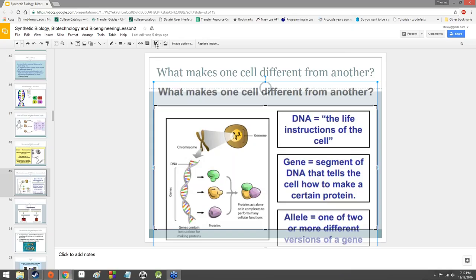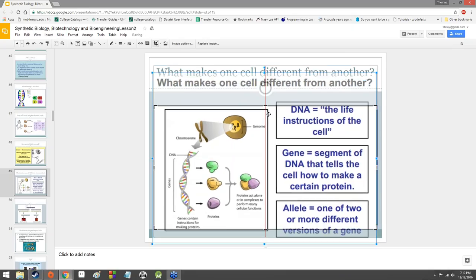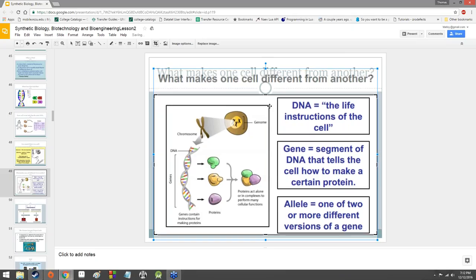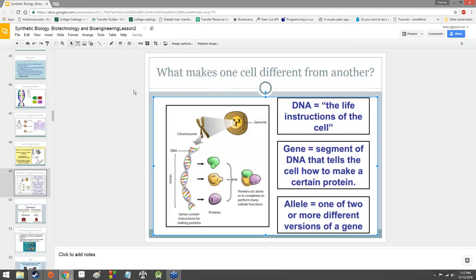It's interesting that they decided to cut this picture off, because I really feel like it could have benefited from being up here and cut off up here. Let's run with that. There, that looks much better.